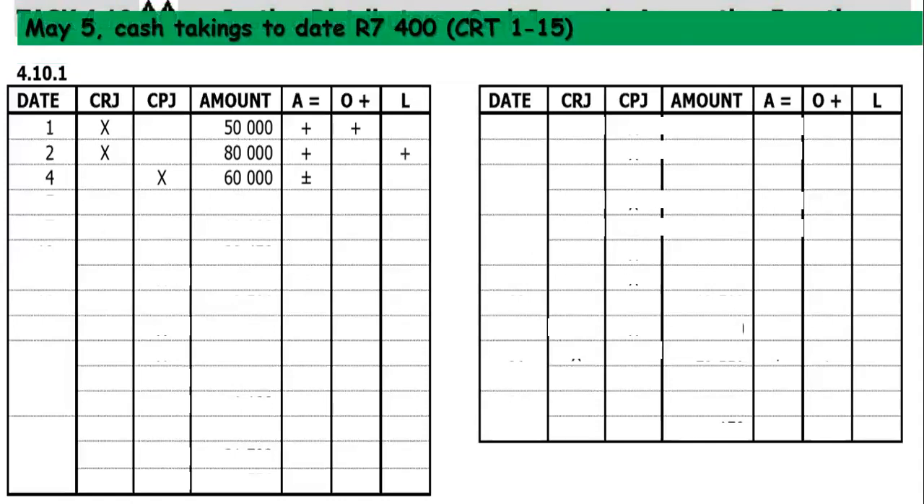And then on May 5, cash takings to date amounting to 7,400. So here it's a cash receipt. The previous transaction was a cash payment, and this one is the cash receipt. There we go. So you have received money, which means it increases owner's equity and it increases assets.